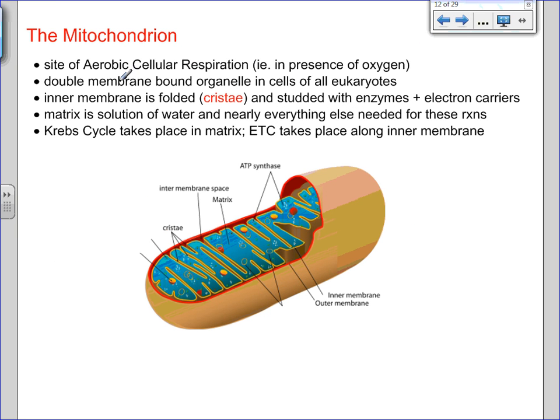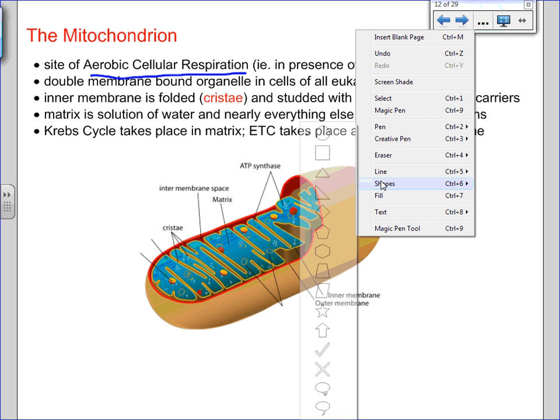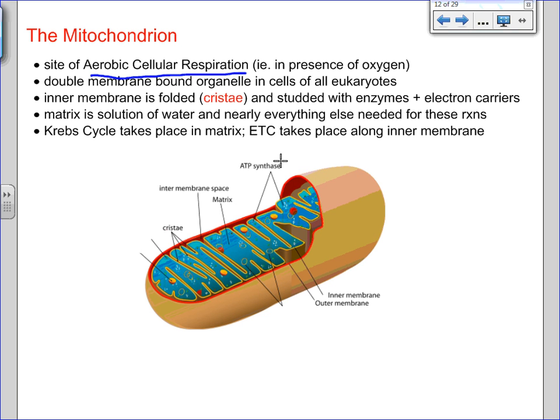Let's take a quick look at the mitochondrion. We saw it before, but this is a little more detailed, so you'll understand when we talk about the different phases exactly where they're taking place. It is the site of aerobic cell respiration, so when there's sufficient oxygen present, these reactions will take place in the mitochondrion.